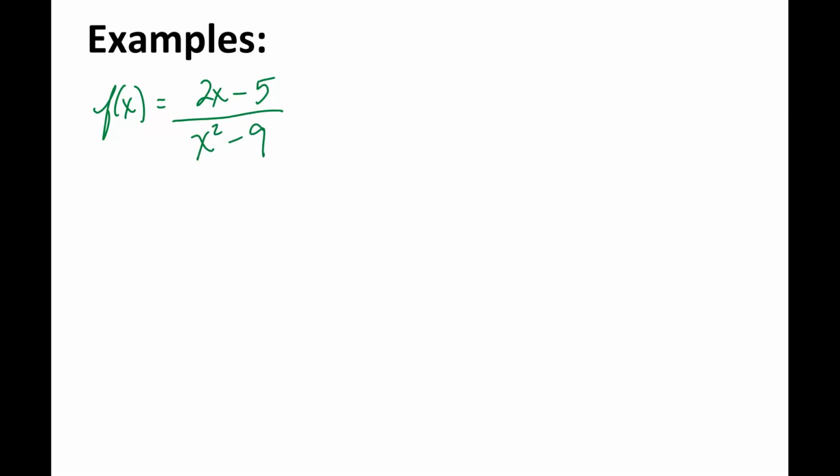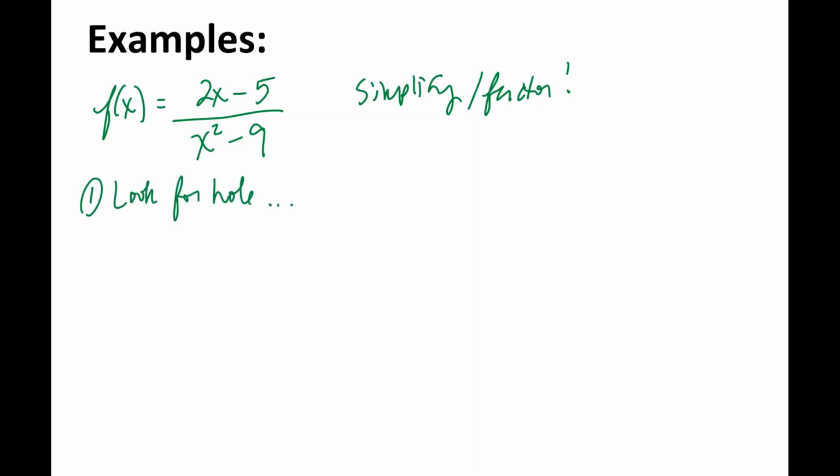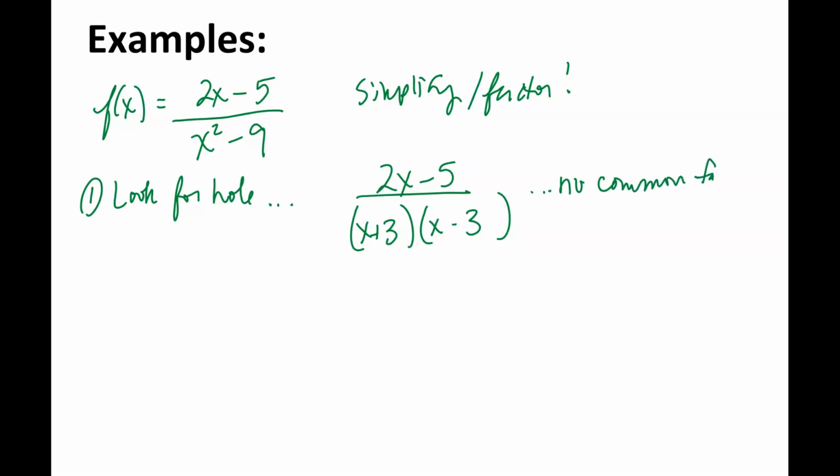All right, so every time you see a rational function, you want to try to simplify first. And what that means is basically factor it if possible, because if there's a common factor, you're going to look for the hole. So we're going to look for the hole if there is one. So when I factor this, the numerator does not factor, so I'm just going to recopy it, and the denominator does factor to x plus 3 and x minus 3, but notice that nothing is canceling out from the top to the bottom. So since there's no common factor, then I know that there are no holes in this graph.